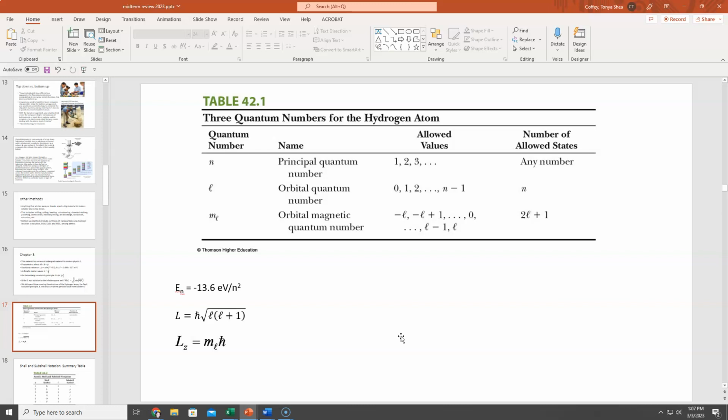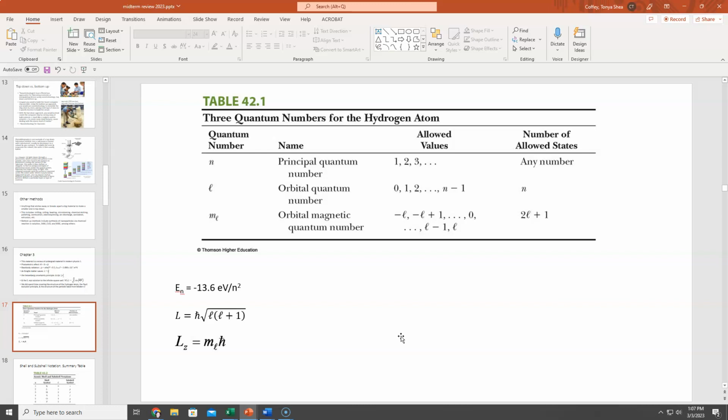L is the orbital quantum number. The orbital quantum number starts at 0 and goes up in integer steps to n minus 1. Okay? So there's going to be n allowed states. For example, if the particle is in the n equal to 3 energy level, then the orbital quantum numbers could be 0, 1, or 2.